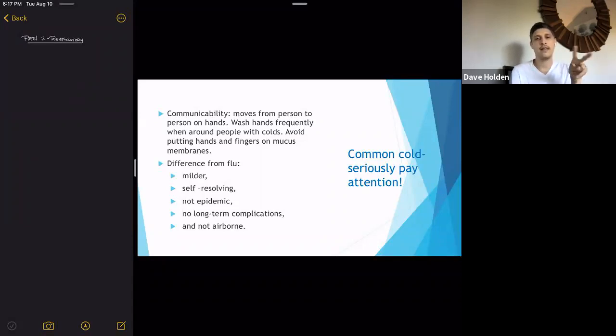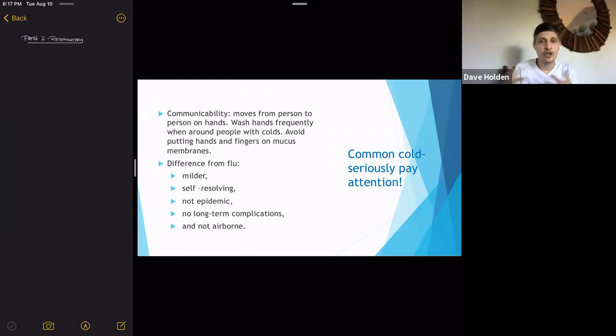Now, sometimes people use the words interchangeably, like, oh, it's a cold or flu, same thing. Cold and flu, guys, not the same thing. Colds are much milder. They are self-resolving, so they usually resolve themselves after a few days, usually 2 to 4 days. Colds do not become epidemic.